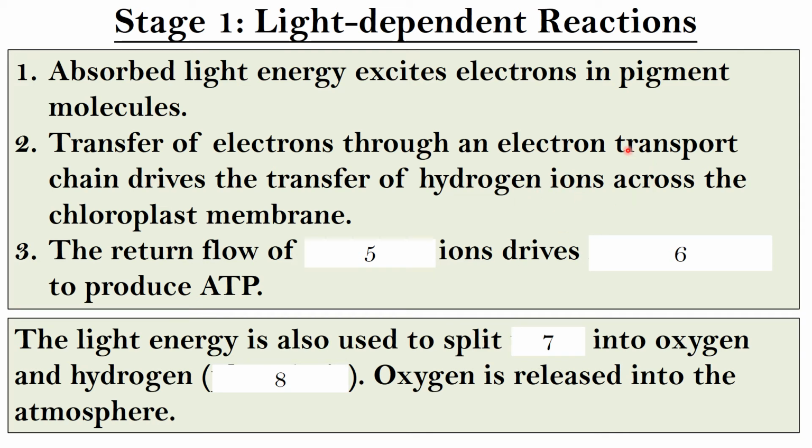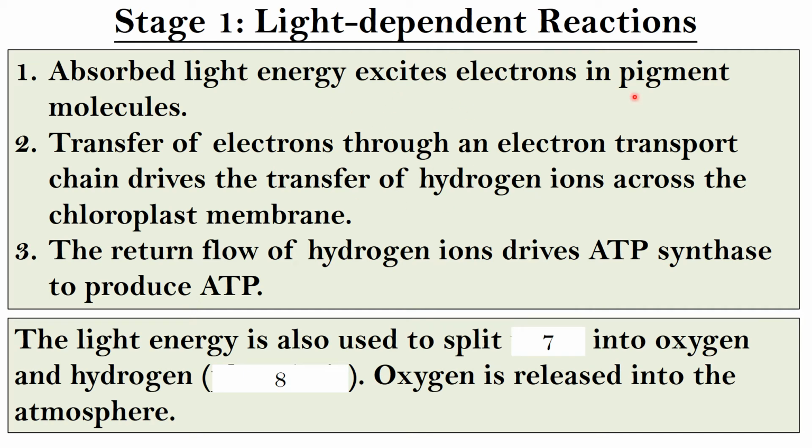And remember, a hydrogen ion is just a hydrogen atom which has lost an electron, so it's an H+. That's the chemistry of it. For Higher Biology you don't need to know that, but that's what an ion is, an atom which has lost an electron, though not particularly important. So the hydrogen ions go across the chloroplast membrane, and then the third one, the return of hydrogen ions drives ATP synthase to produce ATP. So that's one thing that's going on.